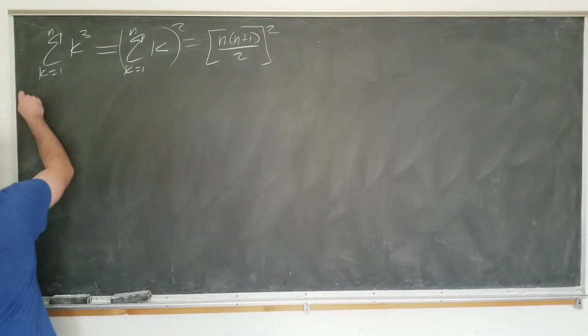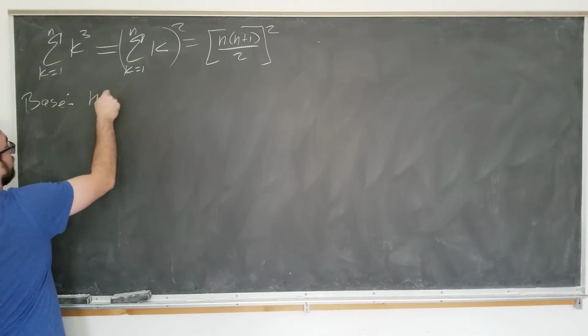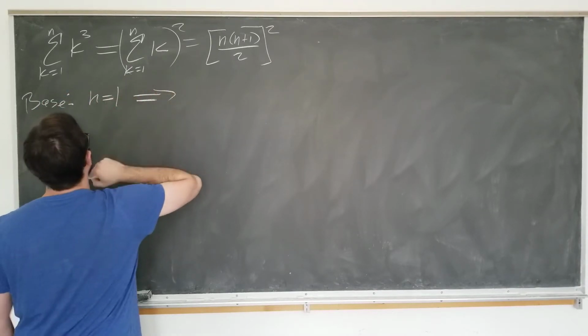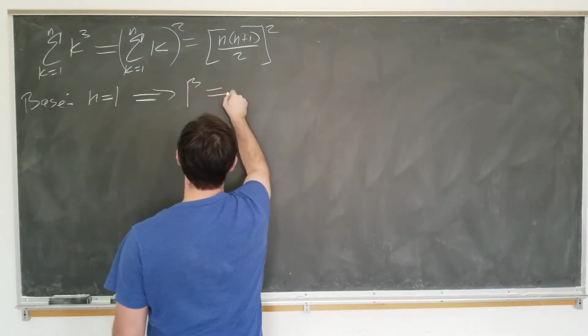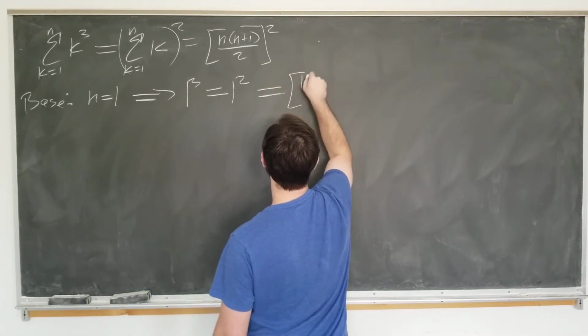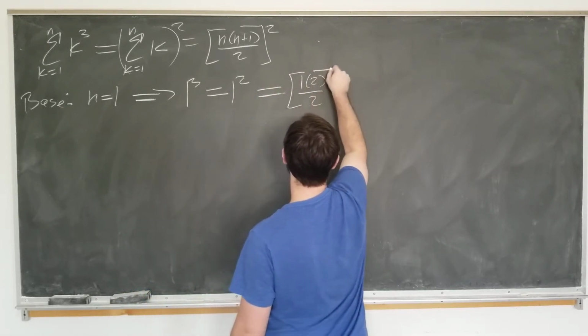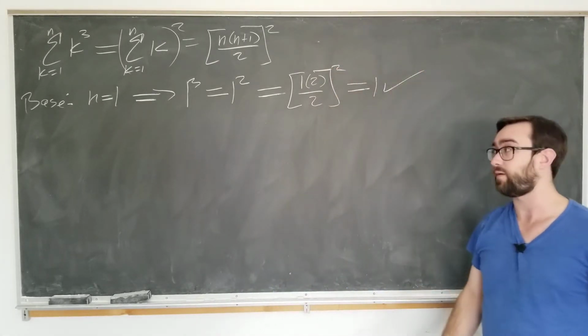Base case. We are going to start off with n equals 1. So we have this side, 1 cubed, is equal to 1 squared, which is (1 times 2 over 2) squared, which is equal to 1. So the base case checks out.